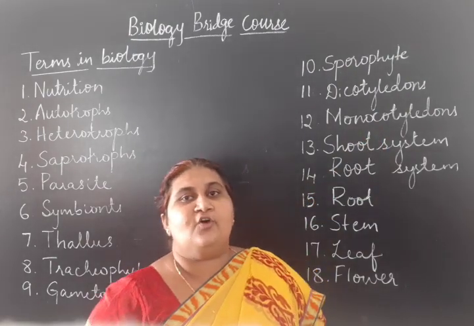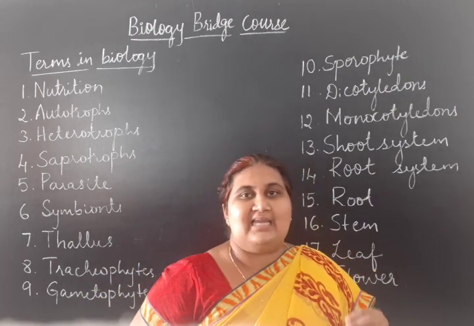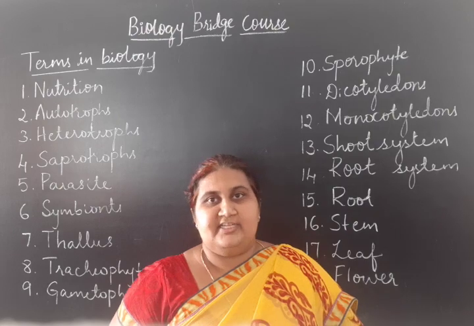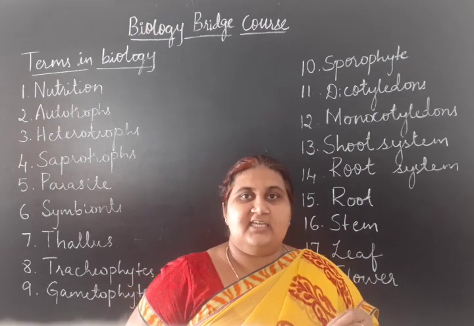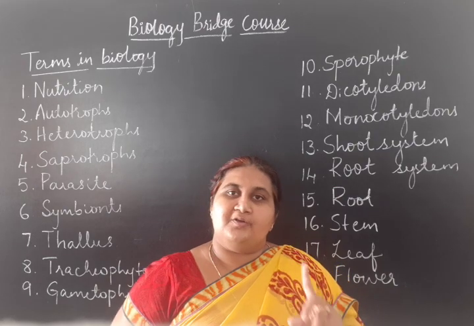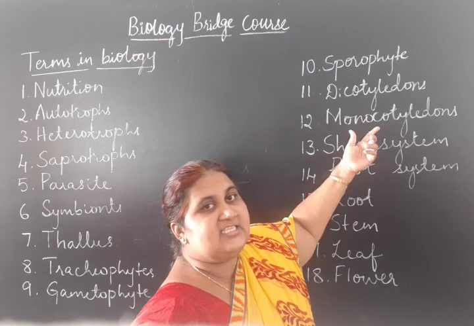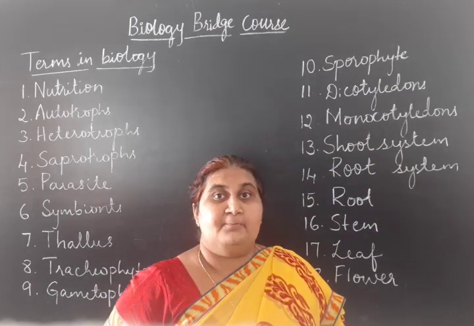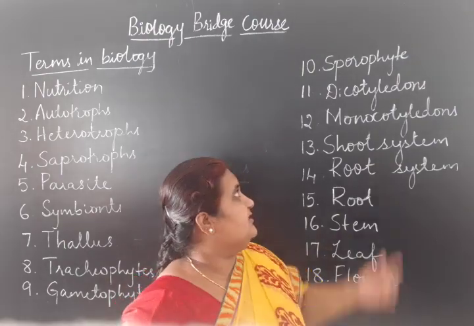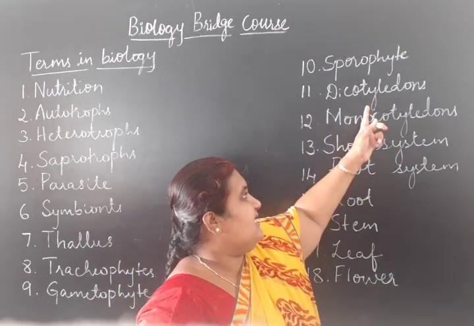Monocotyledons, or monocots, is the other class of the division angiosperm. In these plants, the seeds have only one cotyledon, so they are called monocotyledons. Example, maize. For dicotyledons, groundnut is an example.